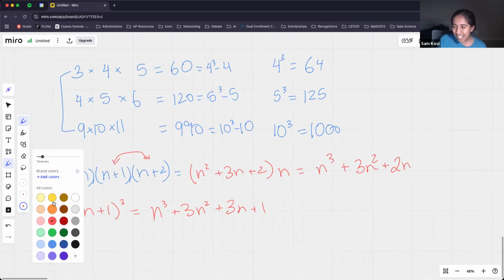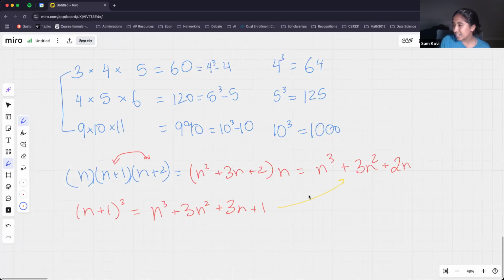So can you guys tell me the difference between this term and this term? What's the difference? I think Manit has it in the chat. Thanks, Manit. Anyone else? You guys got any ideas? What's the difference between those two expressions, those two cubics? Yeah, 2n and 1. Absolutely correct.